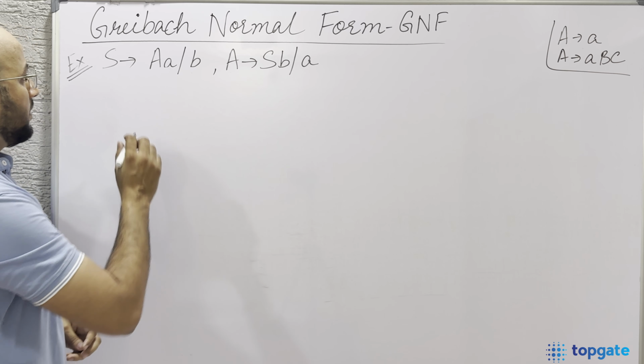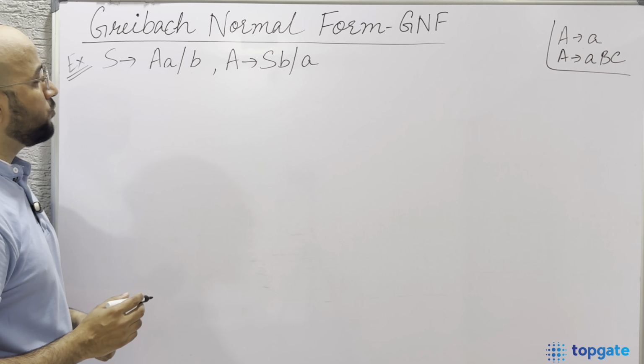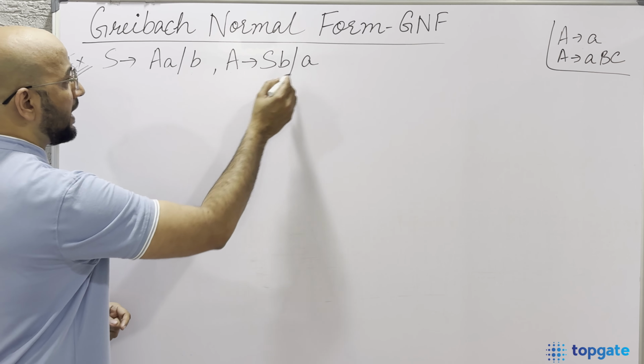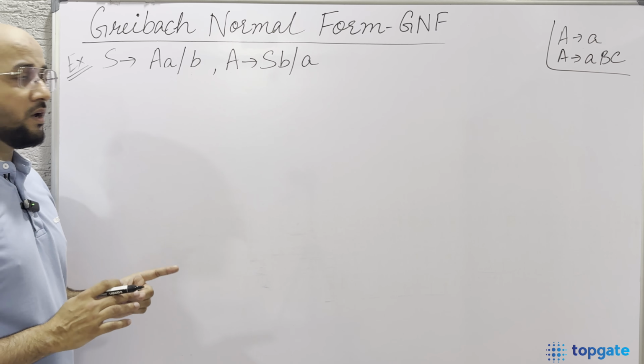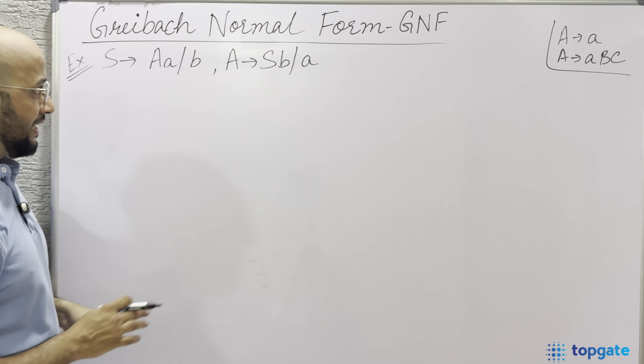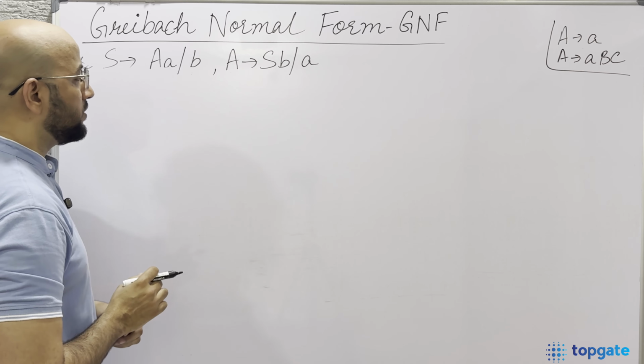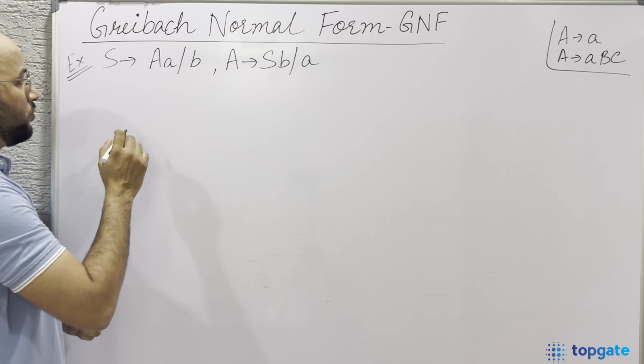Now let's see. In this one, we have 1, 2, 3, 4 production rules, and out of these 4 production rules, this one and this one are already in Greibach Normal Form, whereas this one and this one are not in GNF. So I'll do something to convert this one and this one into a GNF form. Now let's see how we do this one.